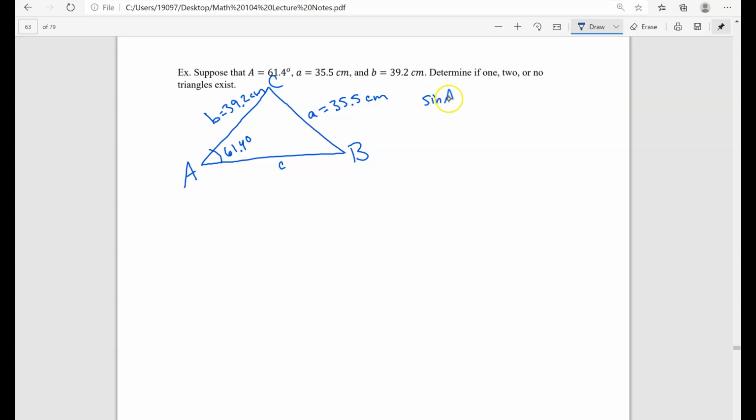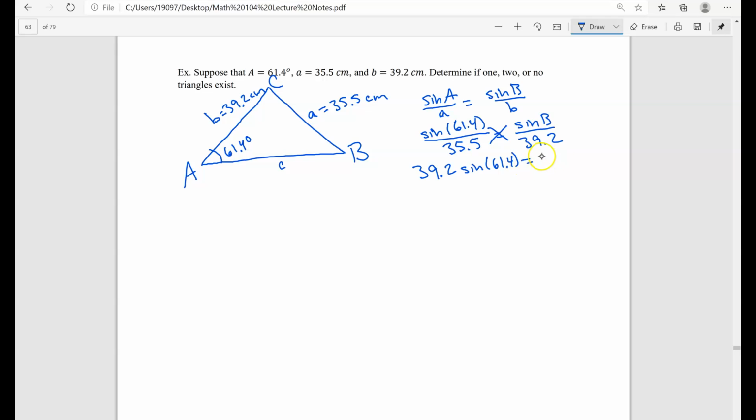So you have sine A over little a, it's going to equal sine B over little b. So sine A is going to be the sine of 61.4 divided by 35.5, and then sine B divided by 39.2. Okay, so now let's cross multiply. So you're going to have 39.2 sine of 61.4 is equal to 35.5 sine of B.